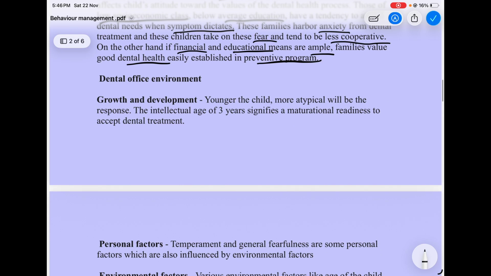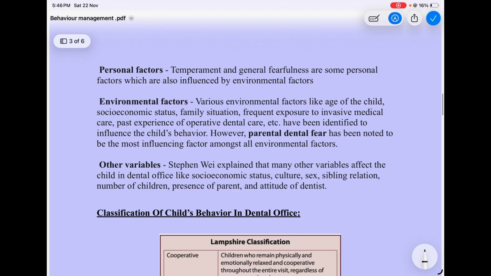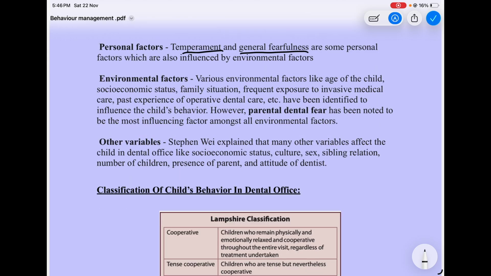Then growth and development: the younger the child, the more atypical will be the response. The intellectual age of 3 years signifies a maturational readiness to accept dental treatment. Personal factors, temperament, and general fearfulness are some personal factors which are also influenced by environmental factors. And what are the environmental factors?